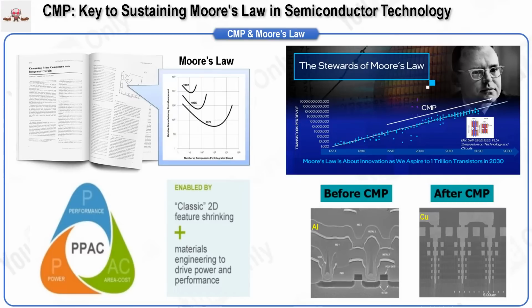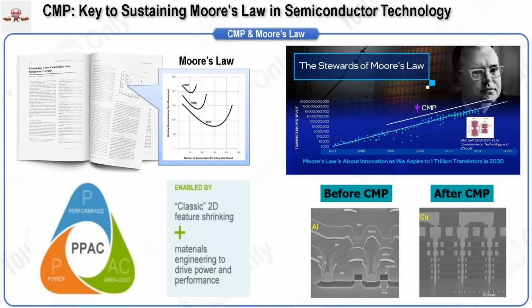In the late 1980s, chemical-mechanical planarization, or CMP, was invented to address topography issues, which are critical for lithography's depth of focus. Without CMP, it would have been impossible to build and pattern multiple layers from front-end transistors to back-end interconnects.